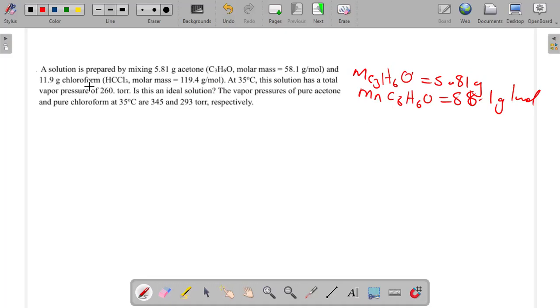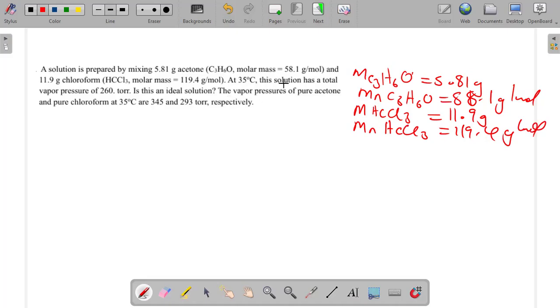We are also told 11.9 grams of chloroform. So we've also been given the mass for chloroform, CHCl3. The mass for chloroform we are told is 11.9 grams, and the molar mass for this chloroform is given as 119.4 grams per mole.